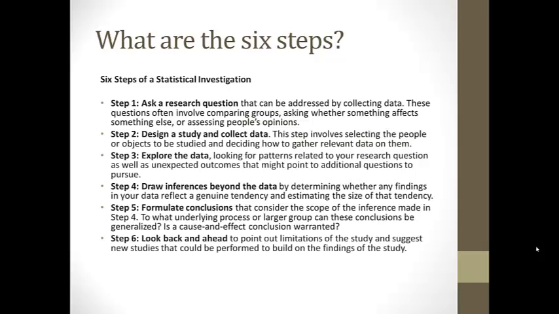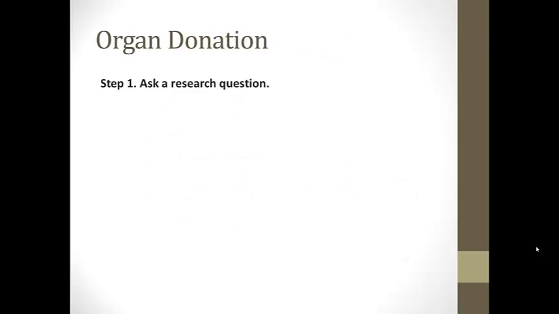Finally, in step 6, researchers look back and ahead. They look back at the study and say, what were limitations of the study? What could we have done differently or better? And then they look forward and they suggest new studies that could be performed to build on the findings of the current study. So let's apply those 6 steps now to the organ donation example.